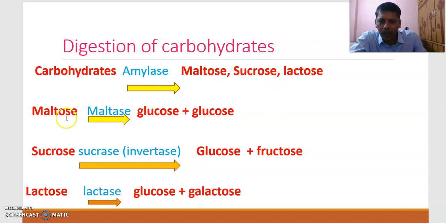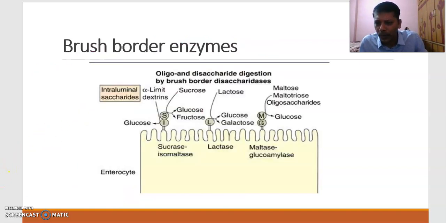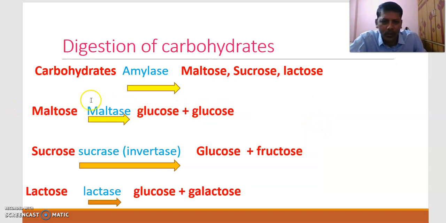Now the maltose is converted by the enzyme called maltase, which is one of the brush border enzymes or disaccharidases. Observe here. This is the maltase enzyme, which is present in the brush border of the enterocyte, the cell present in the gut, and it converts maltose into glucose plus glucose. Two glucose molecules are formed when maltase acts on maltose.